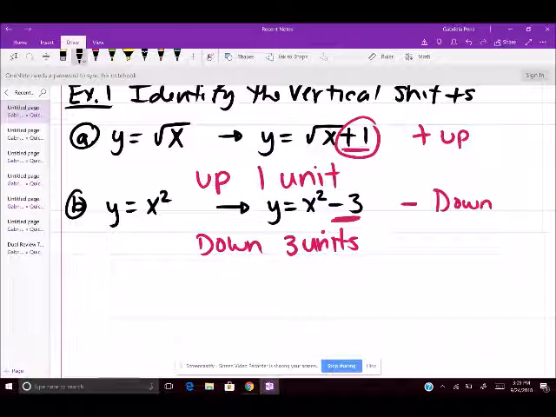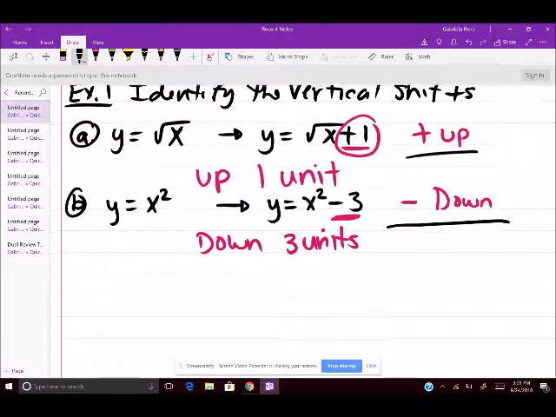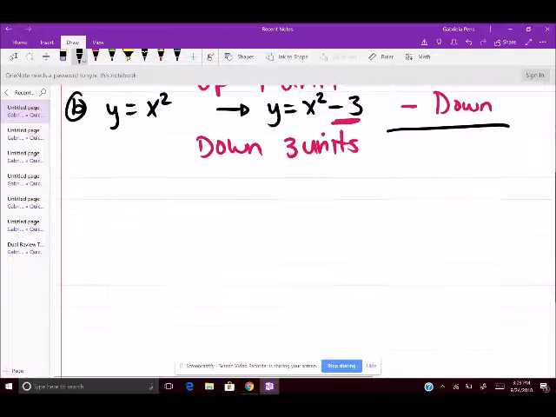So these are the two possibilities for your vertical shift: either up or down. If it's plus, it's up. If it's minus, it's down. So let's look at example number 2.